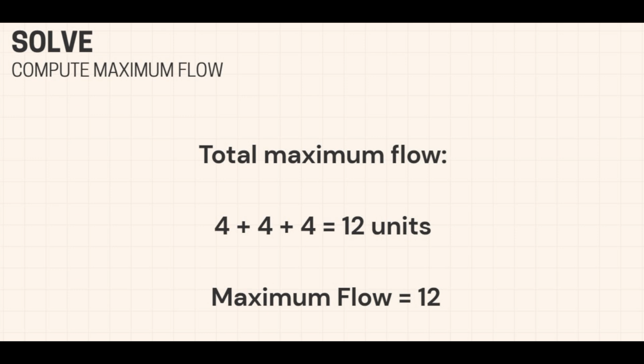Now, we add all flows together. 4 plus 4 plus 4 equals 12 units. Since no more augmenting paths are possible with available capacity, the maximum flow from computer A to Z is 12.